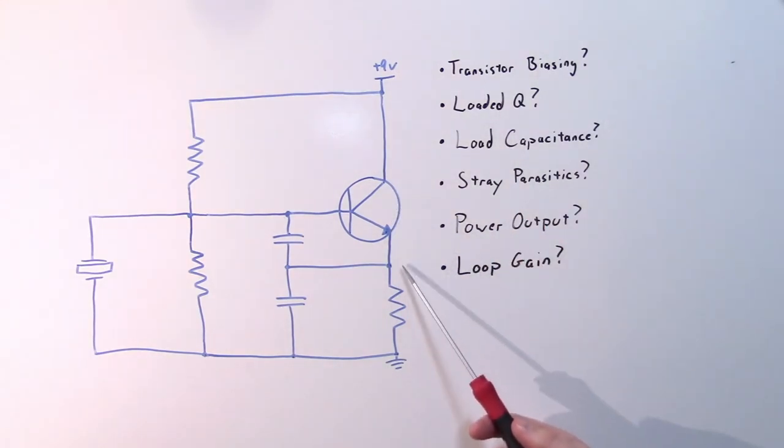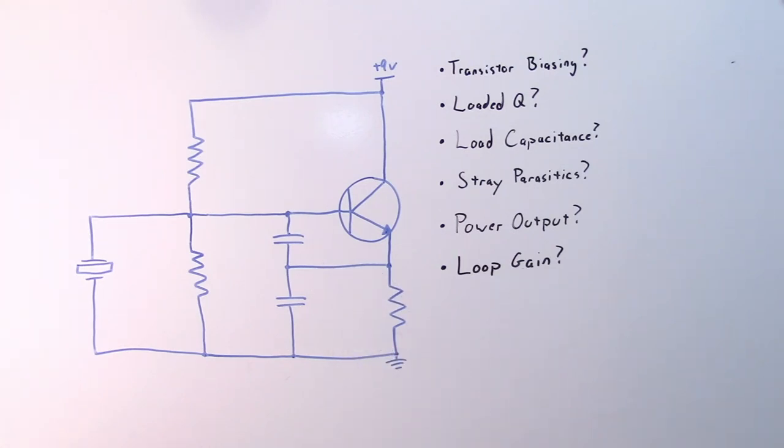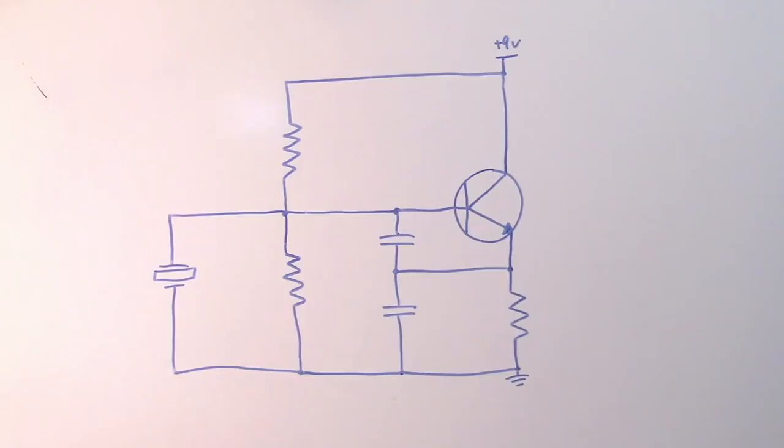So we have to set up our transconductance and select our C1 and C2 capacitors appropriately to ensure that we get reliable startup of oscillation under all of our operating conditions. So let's start off by biasing the transistor.